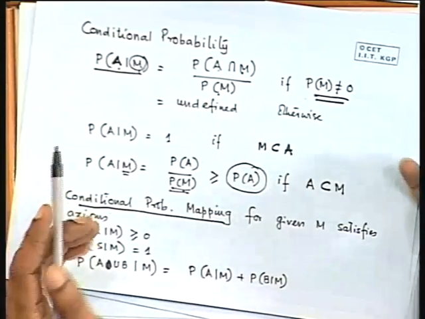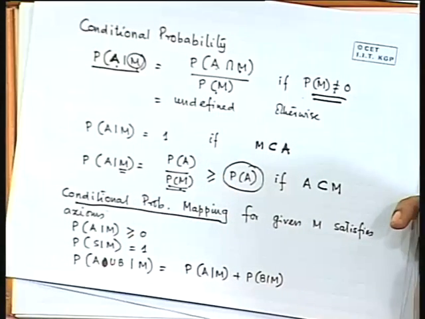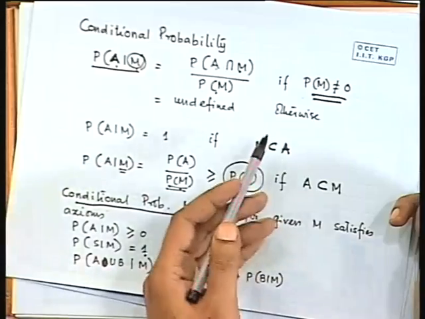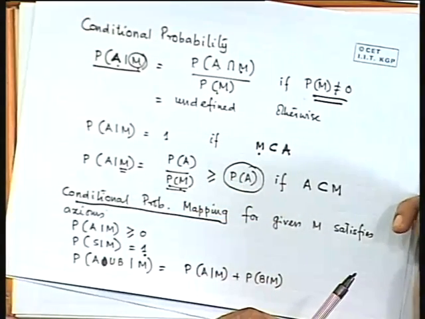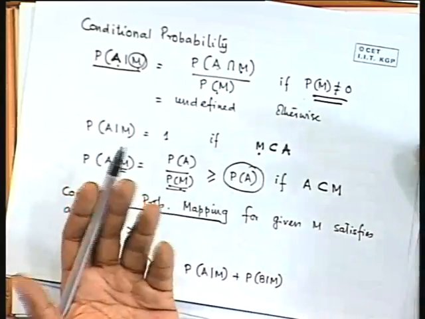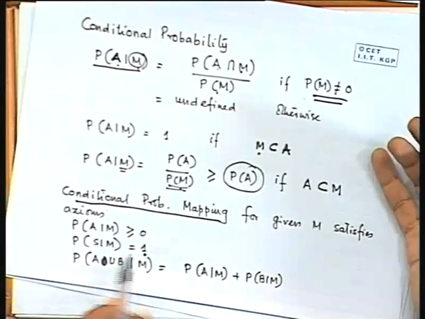So therefore, obviously, probability of A given M is greater than or equal to 0. And probability of S given M is 1. Why? Because M will necessarily be a subset of S, whatever M is. So it is 1. So that is satisfied.